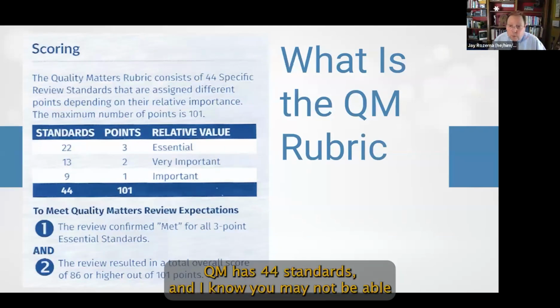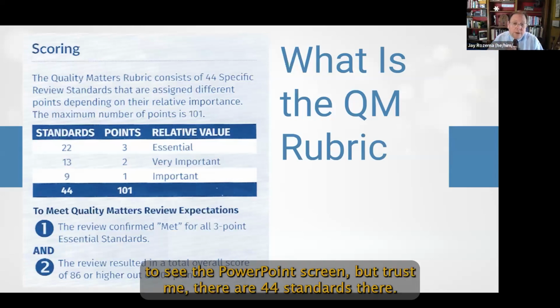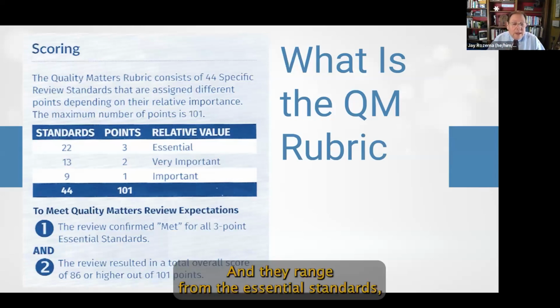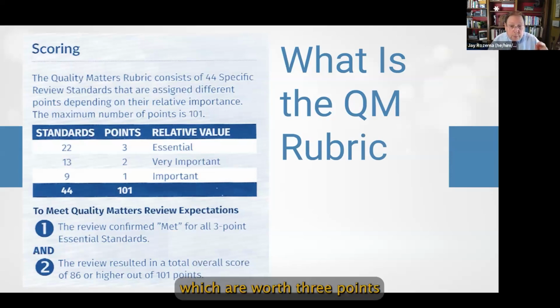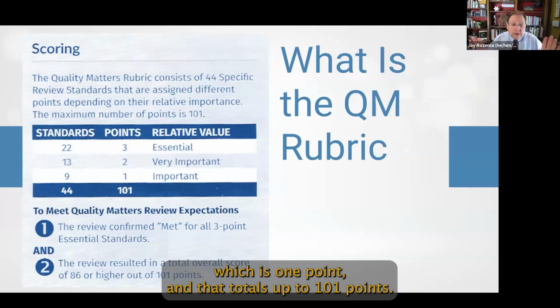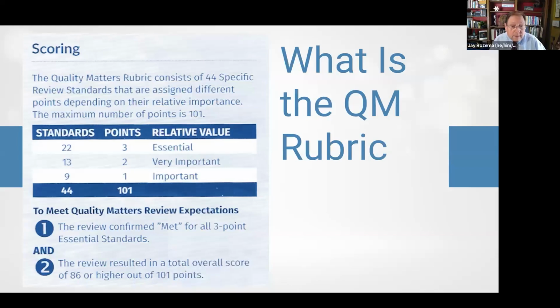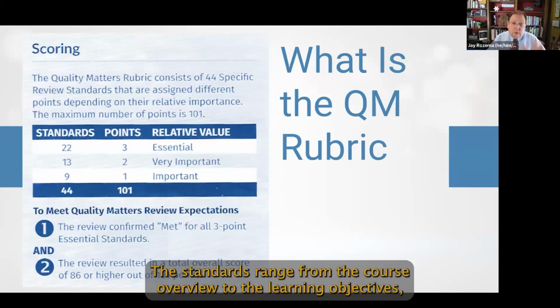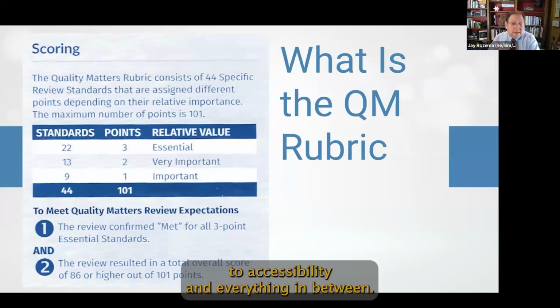QM has 44 standards, and I know you may not be able to see the PowerPoint screen, but trust me, there are 44 standards there. And they range from the essential standards, which are worth 3 points, to the very important, which are 2 points, to the important, which is 1 point. And that totals up to 101 points. The standards range from the course overview to the learning objectives to accessibility and everything in between.